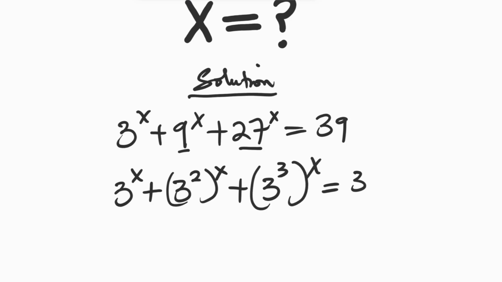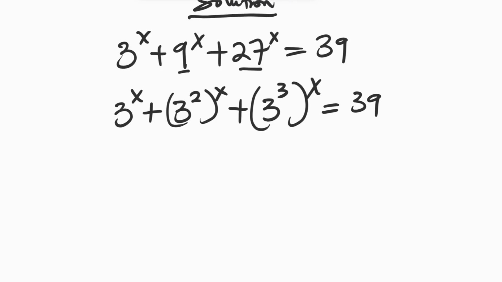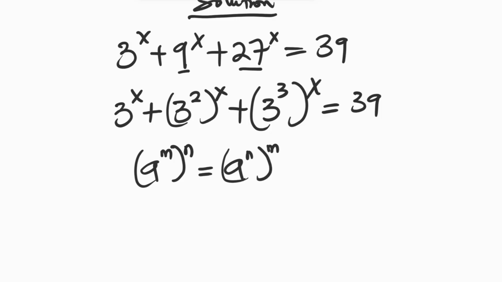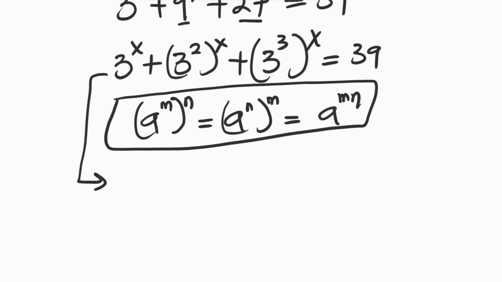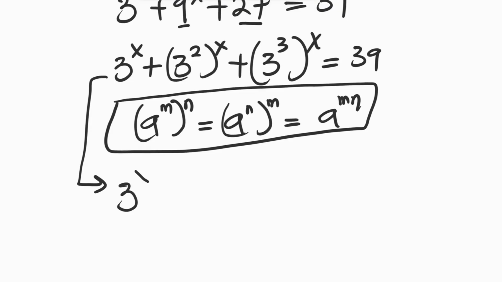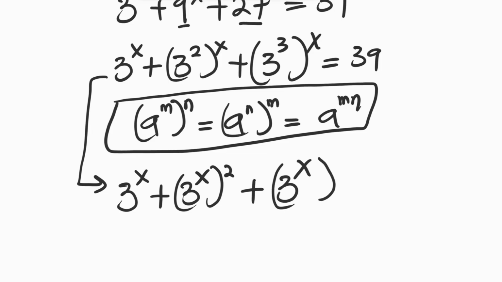x equals 39. Now, our law of indices states that when we have a raised to the power m, raised to the power n, is the same thing as a raised to the power n m, which is also equal to a raised to the power mn. Okay, so let us apply this law of indices. And so we have 3 raised to the power x now becomes plus 3 raised to the power x squared plus 3 raised to the power x cubed equals 39.